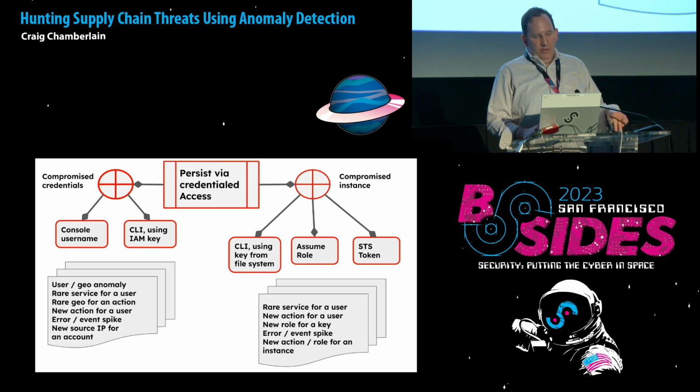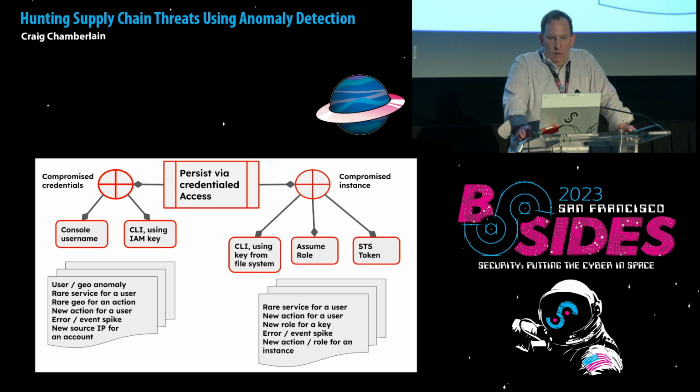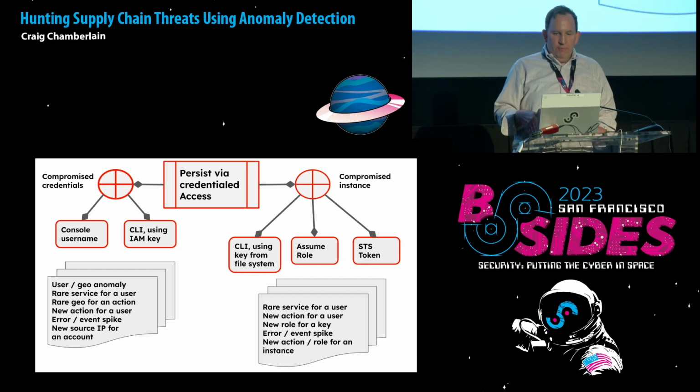Spikes in errors and events are useful, and in the next chart, I've got another diagram where I'm trying to illustrate why we use each of these in which case, and which does better or worse at finding particular parts of the threat model tree. So on the compromised instance side, the odds are with a compromised instance, it's going to be running, and there's not going to be any kind of geographic anomaly there for the most part. But there often will be rare service activity. There often will be new transaction activity, possibly new roles for a key.